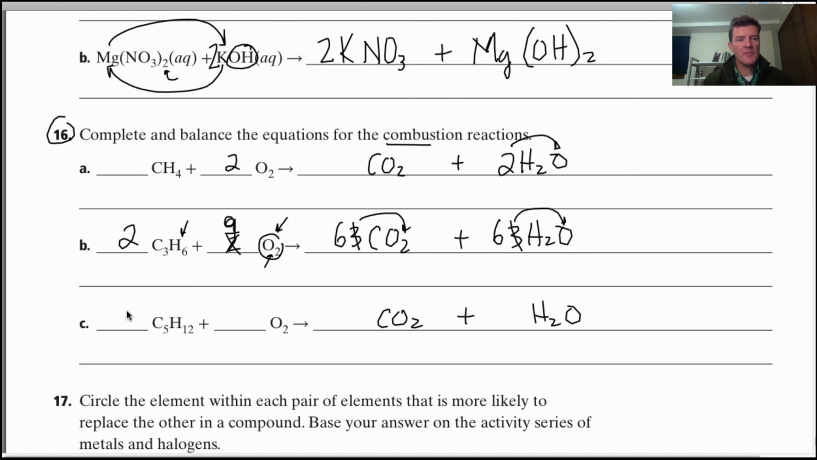All right, 5 carbons. 5 carbons I need. 12 hydrogens, so I'm going to multiply this by 6 to get 12 hydrogens. Now, what's the deal with my oxygens? I've got 10, 5 times 2, and another 6, that's 16. I'm going to multiply this by 8. 8 times 2 gives me 16. Okay?